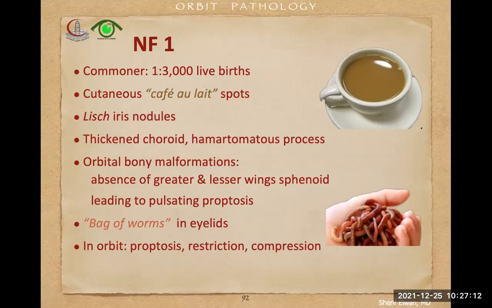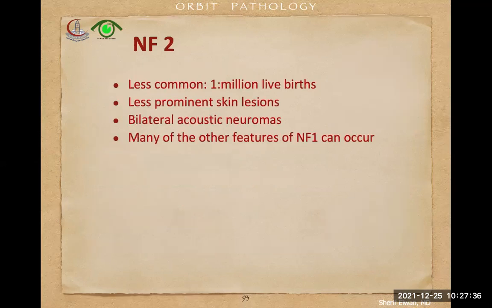A bag of worms for fishermen is like the bait that they use for fishing. So neurofibromatosis type 1, 1 in 3,000, café au lait skin patches, Lisch iris nodules, and it feels like a bag of worms with bony abnormalities.